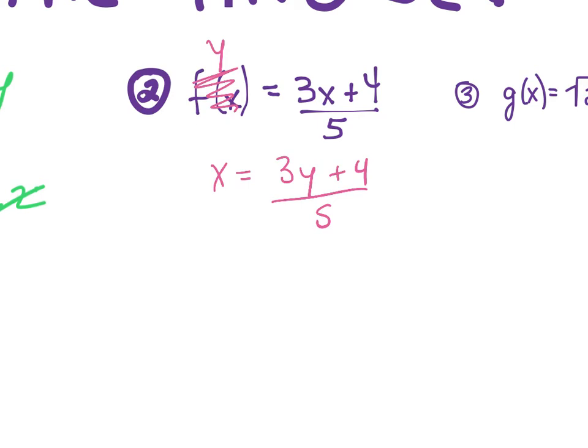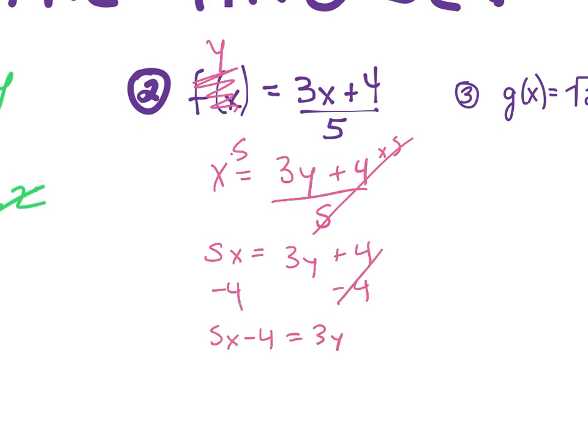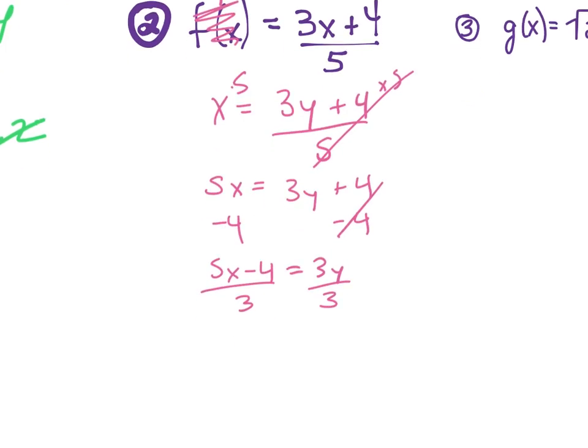Now I need to solve for y. So how do I get y all by itself? You multiply by 5 on both sides. So I get 5x is equal to 3y plus 4. Now what can I do? Now you can subtract 4 from both sides. So 5x minus 4 is equal to 3y. Now what? Now you divide by 3. Perfect. So I have y is equal to (5x minus 4) over 3.